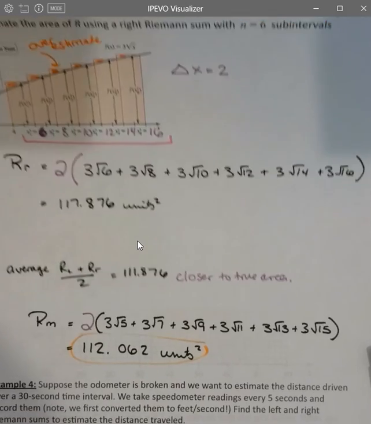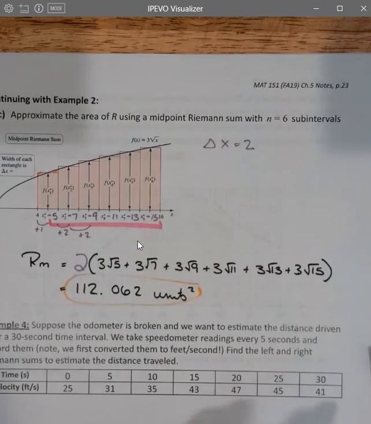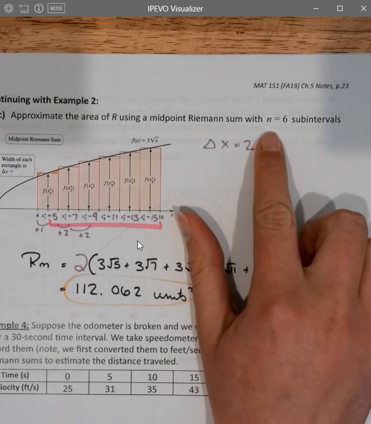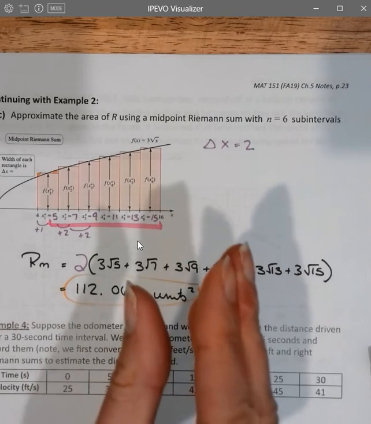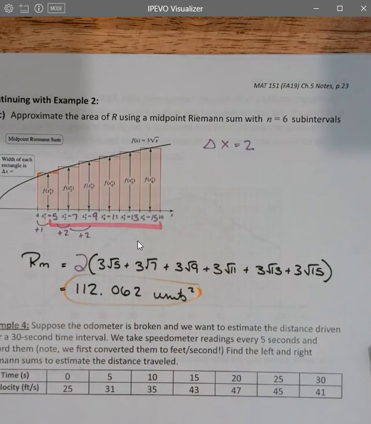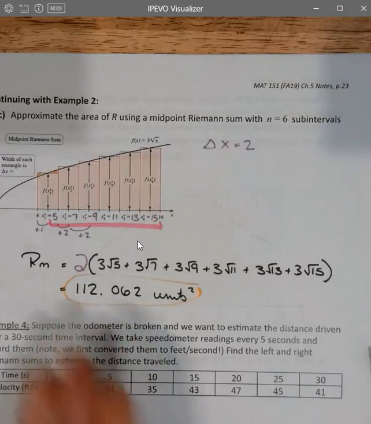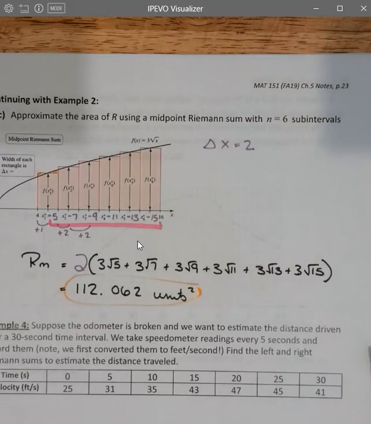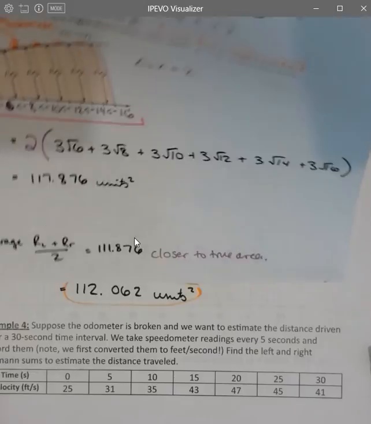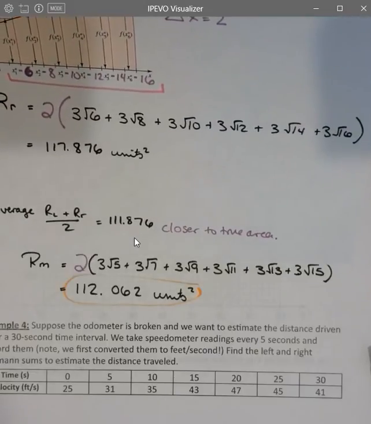So again, we need to do a couple other things that could get us better. One of the things we could do is increase the number of intervals. If you did more than 6, you're going to shrink them and make the error on each of them smaller. So that could be something that could help. Okay, but right now, those are our area predictions. The area under the curve is going to be somewhere around 111.8 or 112.1.